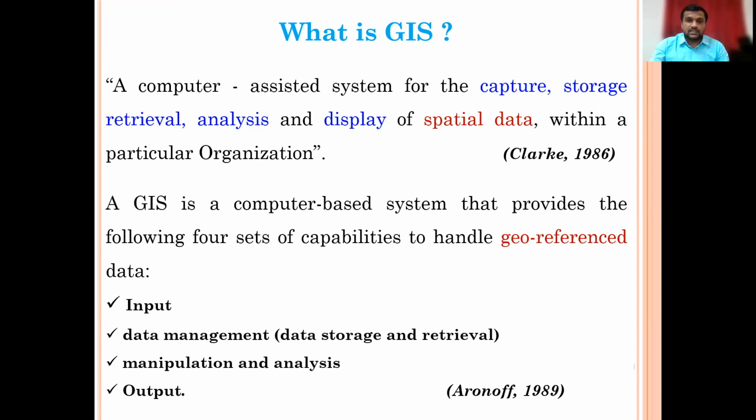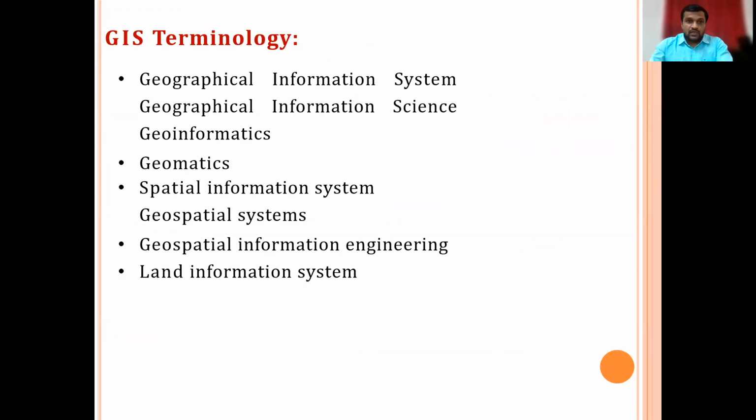So GIS is, you can say, a technique, an approach to deal with the spatial data, and this spatial data is about the location of any feature, the location of any Earth surface object on the real world coordinate. Okay, so GIS may have different names.